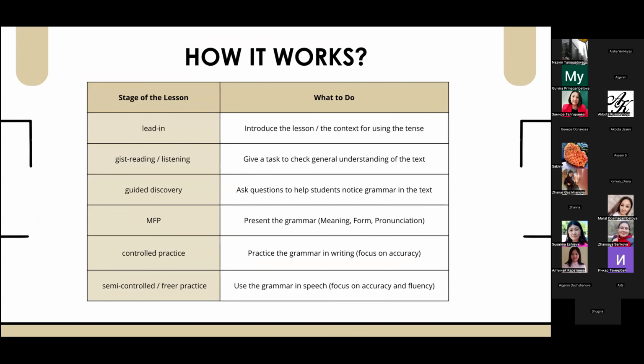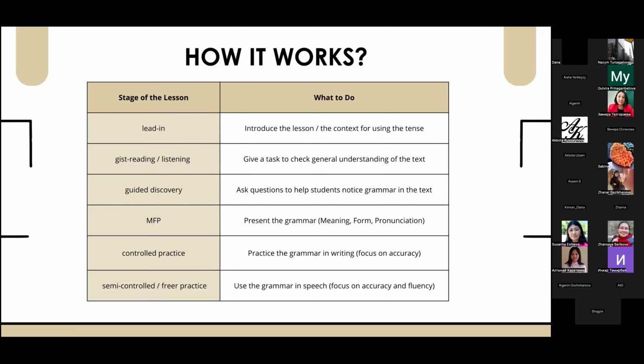One helpful tip: don't start planning your lesson with a lead-in. Start planning your lesson from the bottom up. Think of what your last exercise, your semi-controlled freer practice exercise, is going to be. Is it going to be a question? What context will those questions have? That will make it easier for you to plan your lead-in.